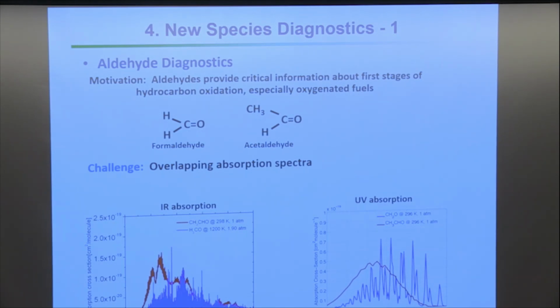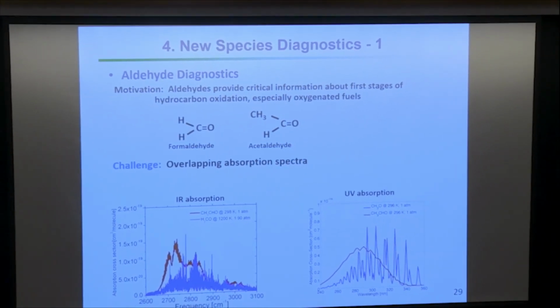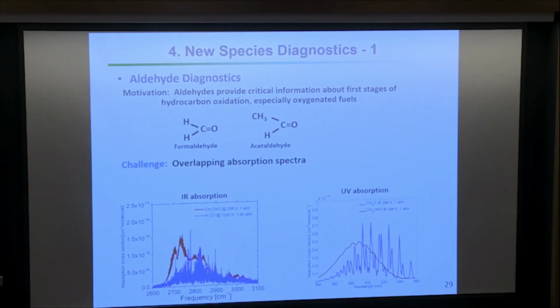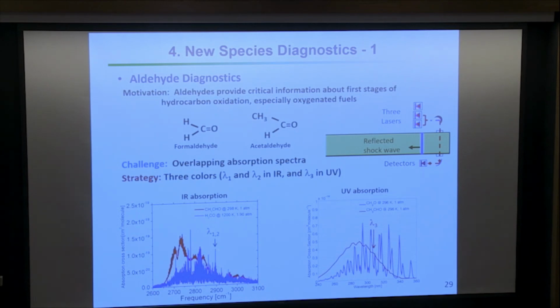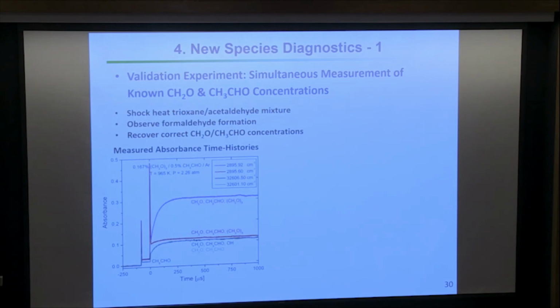So here's the spectrum of the ion absorption of acetaldehyde and formaldehyde, and they overlap a lot. So there's a lot of overlapping going on. And so in the end, we've looked at both a combination of infrared and UV. You can't get away from having to do spectroscopy. Reflected shockwave experiments. Okay, right now we're using 3 colors, 2 in the infrared and 1 in the UV. And from that, we can get what we need.